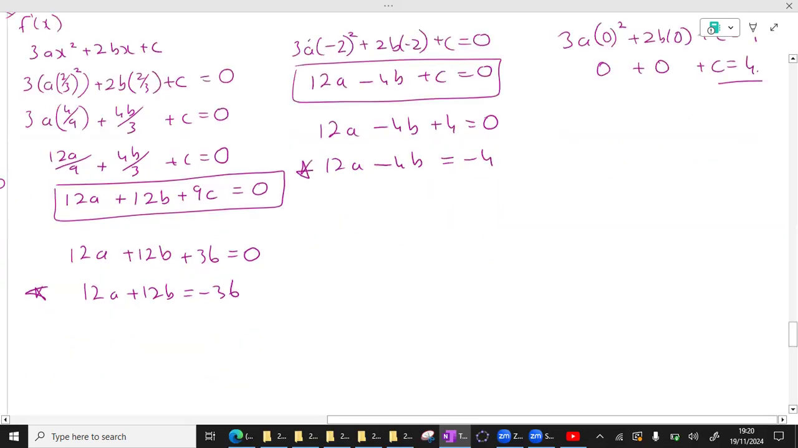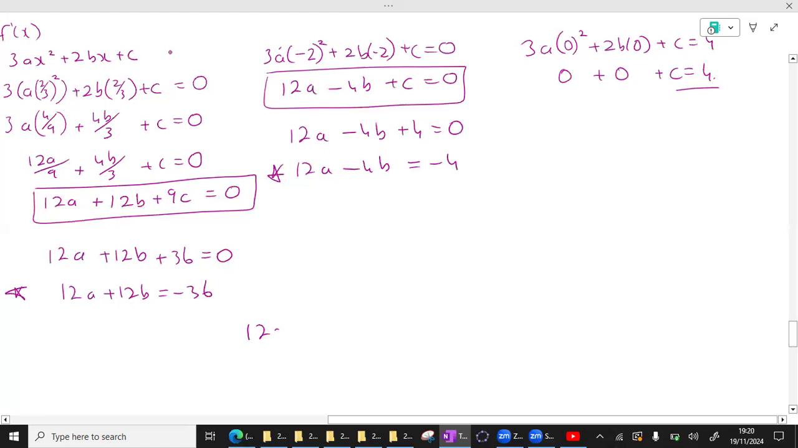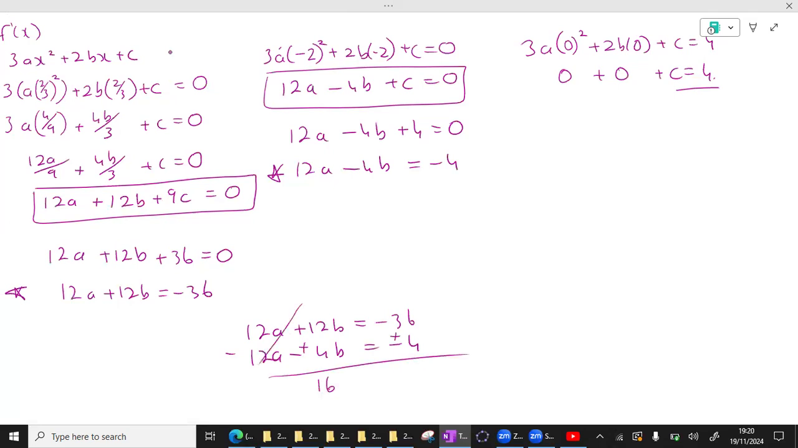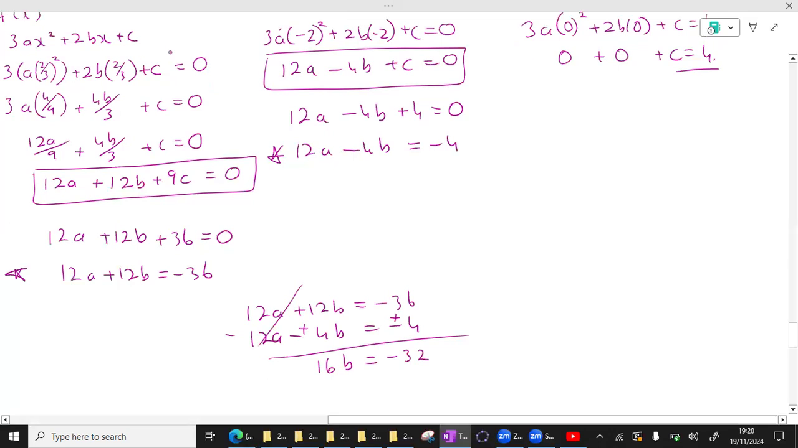So now I can solve those simultaneously. The simultaneous should be easy enough because the figures match up nicely, because I have a 12a in both. So all I have to do is change the signs across. They cancel, and that gives me 16b. Now, minus 36 plus 4 is going to be minus 32. That ends up giving me that B, so 16, that's by 2, isn't it? Yeah, so that's going to be minus 2.